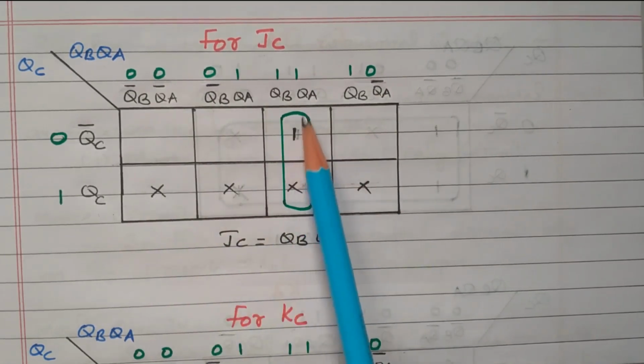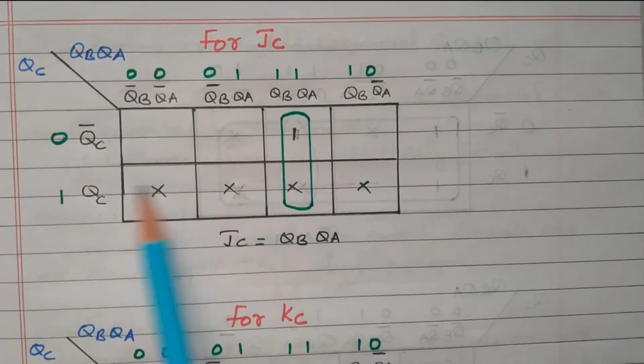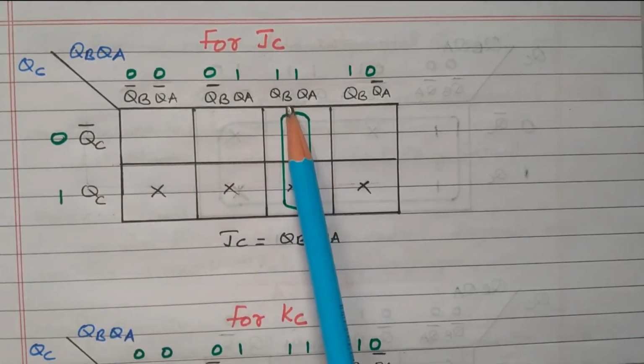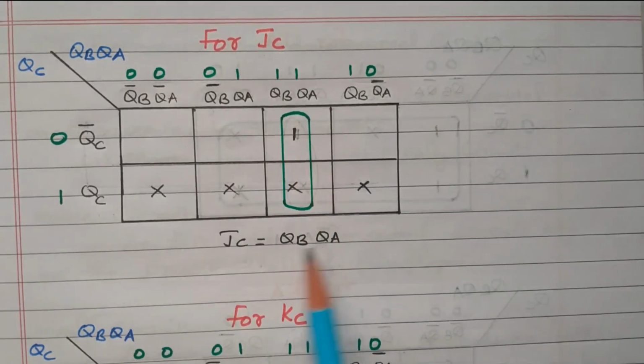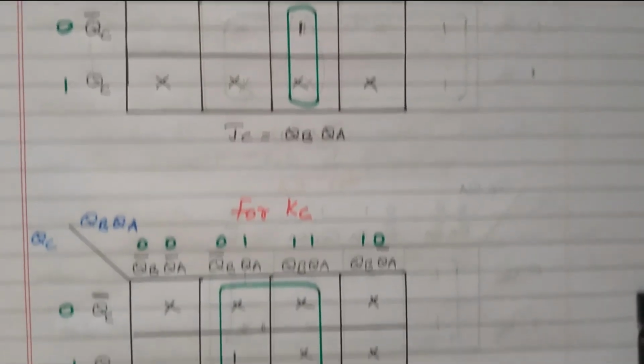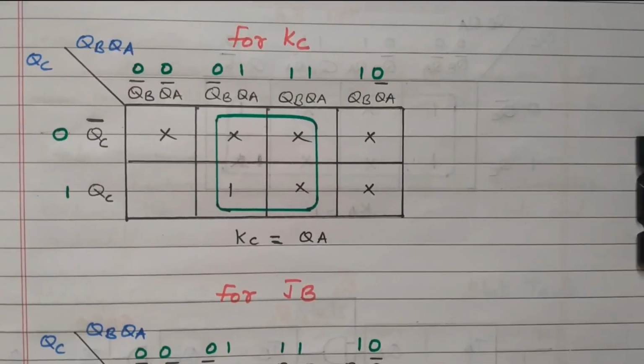This is 1. So we can combine these 2 cells. If we combine these 2 cells, these 2 rows got cancelled. Only we have to refer to this, that is QB into QA. So the expression for JC is QB into QA. Similarly, we can go for KC. What is the expression for KC?